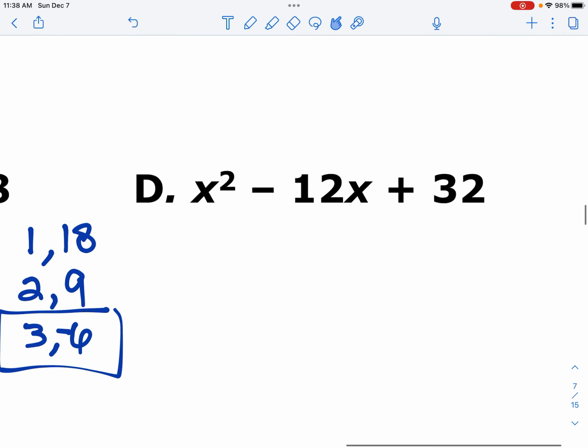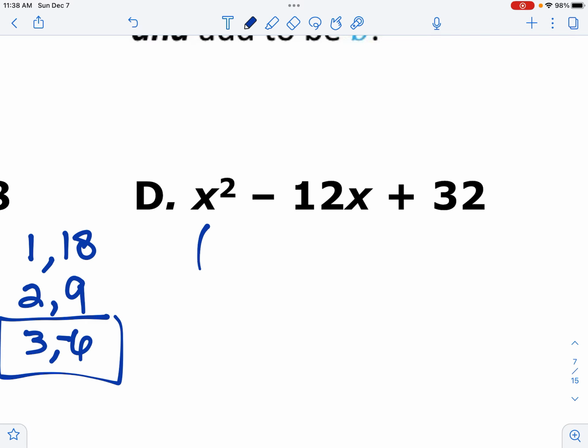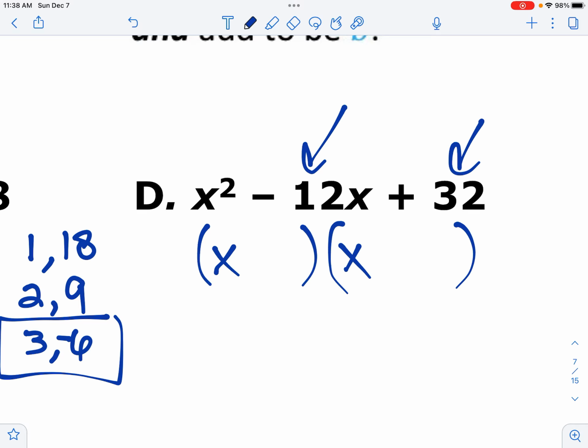Okay. And then this one, you'll notice I have a positive 32, but in here I have negative 12. Huh. Well, two numbers that multiply to be 32. You have a couple: 2 and 32, 2 and 16, 1 and 32, 4 and 8. 4 and 8 gets me 12, but I need negative 12. But I also need this to be positive. So what do I do?